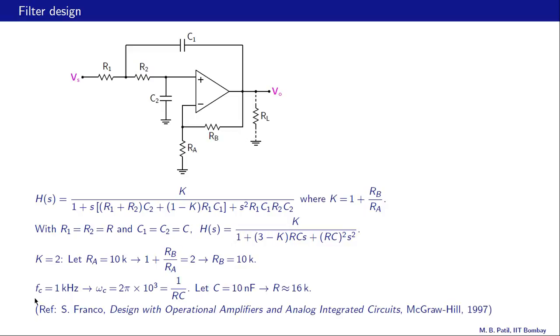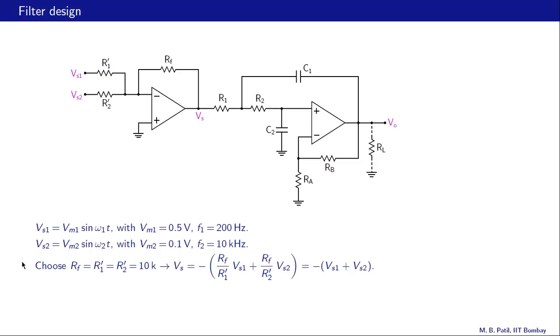Our cutoff frequency should be 1 kHz, and for this circuit omega C is given by 1 over RC. That should be 2 pi times 1 kHz. Let us pick C to be 10 nanofarads, and that gives us R of about 16 kilo ohms.